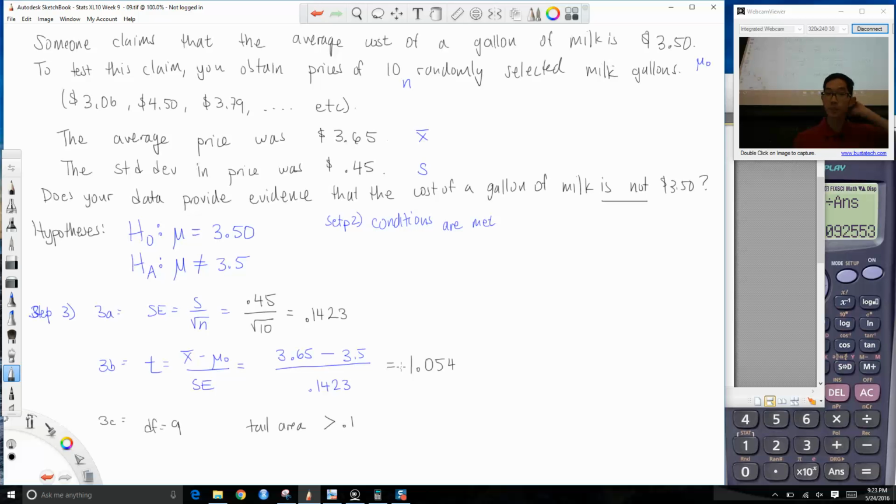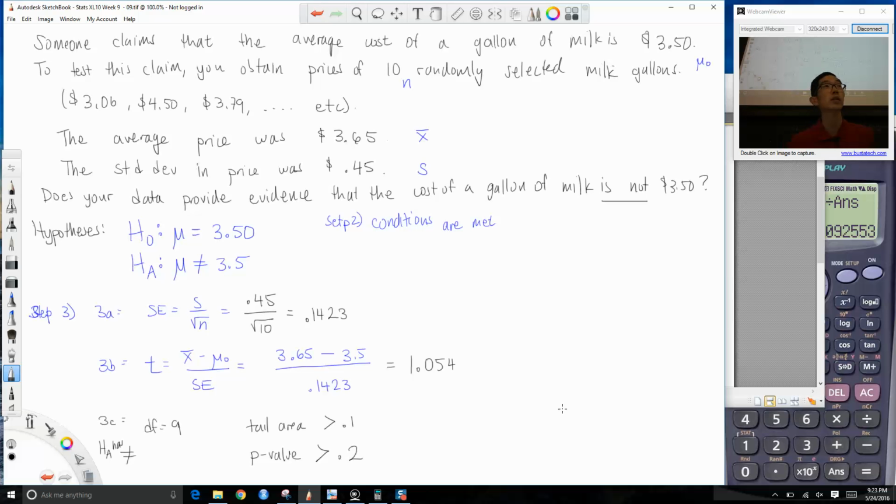Okay? Is my p-value the tail area, or do I have to double it? I have to double it, right? Because I have a not equal sign. So HA has a not equal sign, so my p-value is 2 times the tail area, so I get my p-value is greater than 0.2. I multiplied the tail area by 2 because the hypothesis has a not equal sign, right?